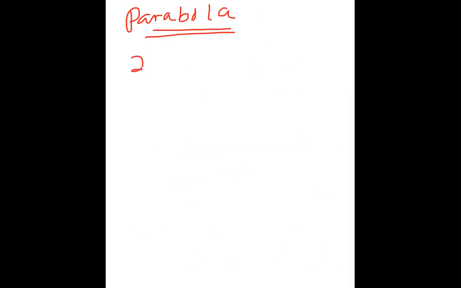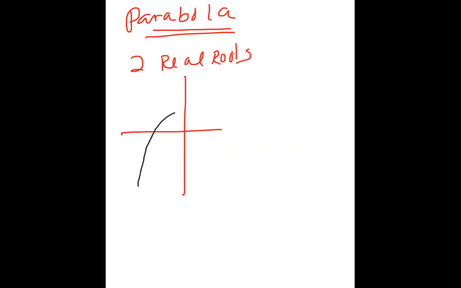If you have a quadratic that has 2 real roots, when you graph it, the graph might look something like this. Let me use a different color. You might end up with a graph that looks something like this, so that the graph intersects the x-axis twice. Wherever that graph intersects the x-axis, it represents a solution. So if it's got 2 real roots or 2 real solutions, the graph will intersect the x-axis twice. And so wherever the graph intersects the x-axis, that's a solution.